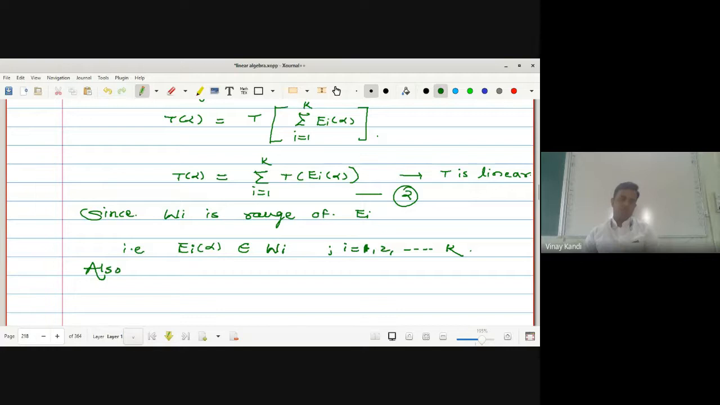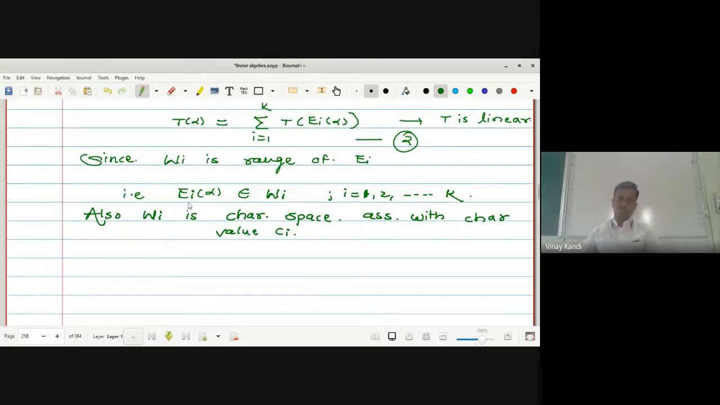And what is Wi? This Wi is the characteristic space associated with the characteristic value Ci. That means this is the characteristic vector corresponding to Ci. That means T of Ei of alpha is equal to Ci into Ei of alpha. Is it correct? Yes, sir.